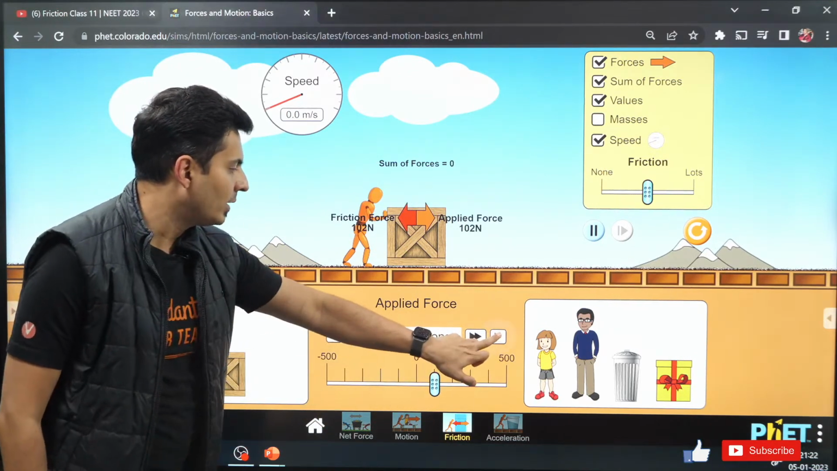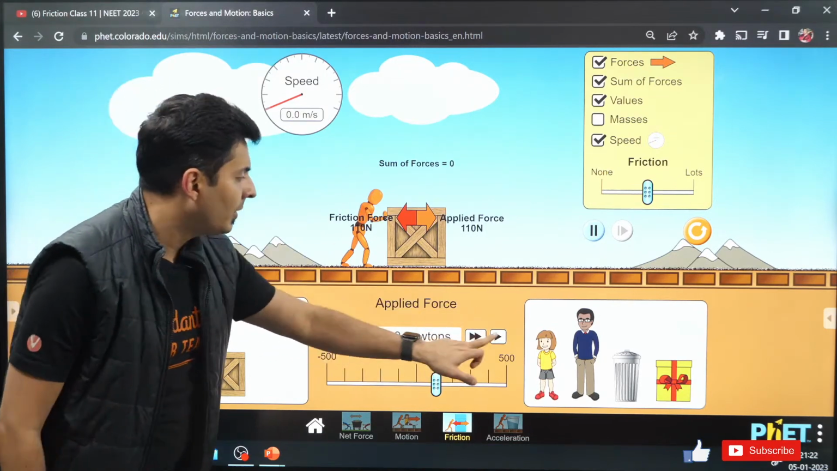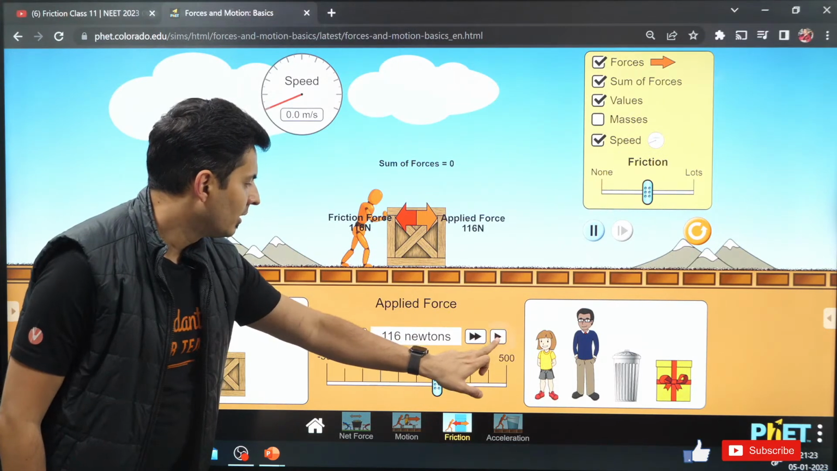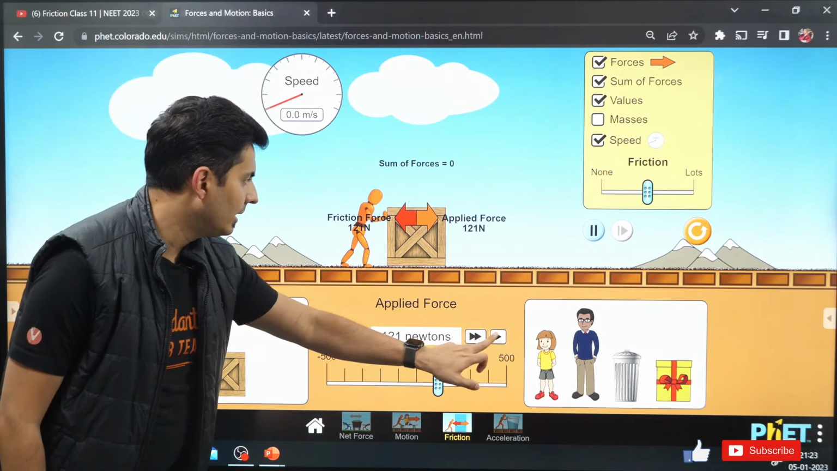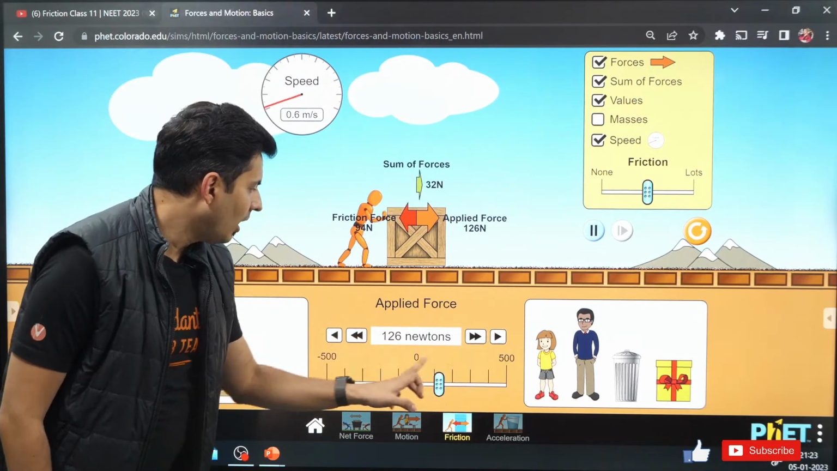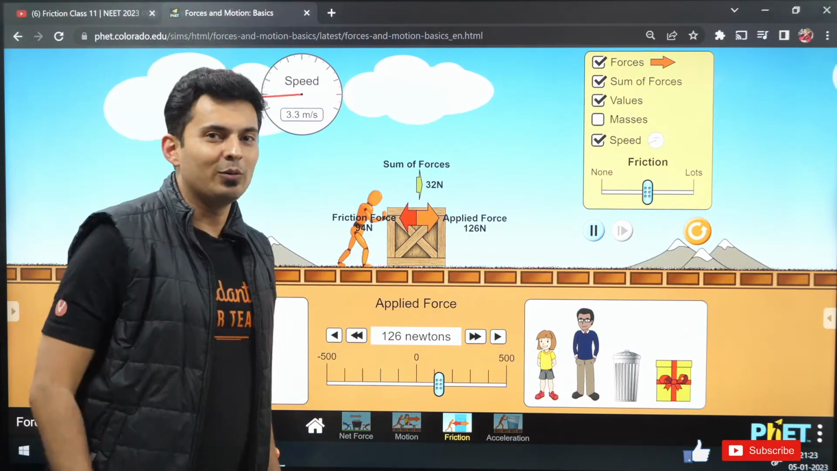100 Newton. I'll just try to find what is the limiting force. 110 still not moving, okay? 111 not moving, 112 not moving, 114 not moving, 115, 116, 117, 118, 119, 120 not moving, 122 not moving, 123, 124, 125. Just at 125 Newton it started moving. So there is a limit of the friction.